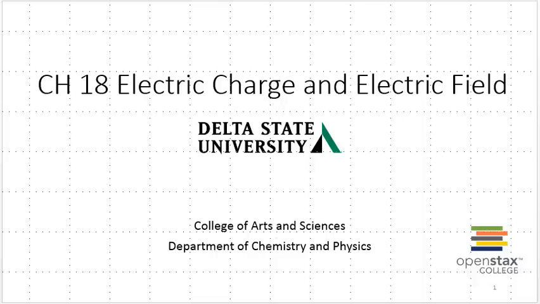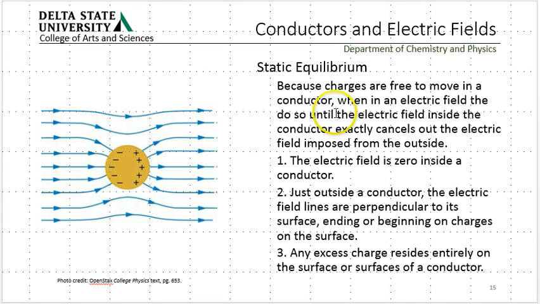Okay, now for the last piece on electric charge and electric field. If we stick a conductor in an electric field, you've got to remember charges are free to move in a conductor. What happens is charges move to the surface so that the electric field inside goes to zero.